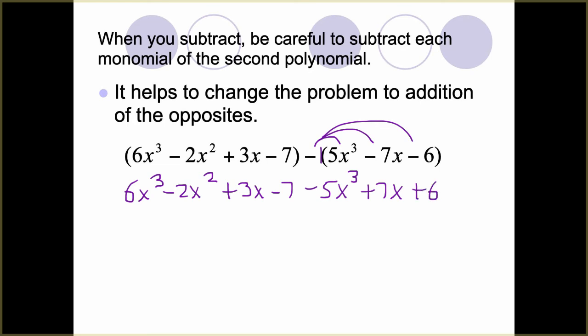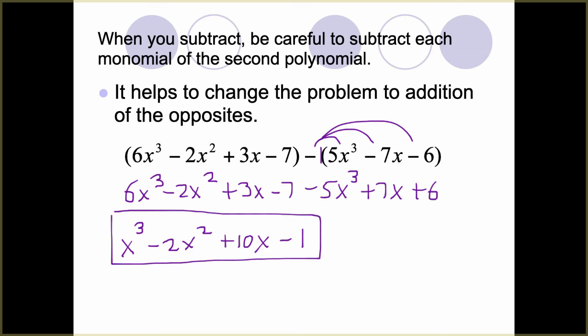Now we go through and combine our like terms. We have a 6x cubed and a minus 5x cubed. We're left with 1x cubed. We have negative 2x squared. Notice there is no x squared term in the second grouping, so we just have negative 2x squared. We have a 3x and a 7x. That means we have a positive 10x. We have negative 7 plus 6, which is negative 1.